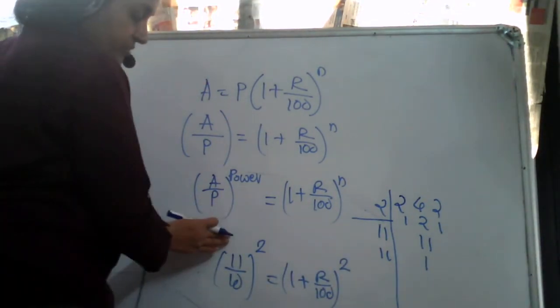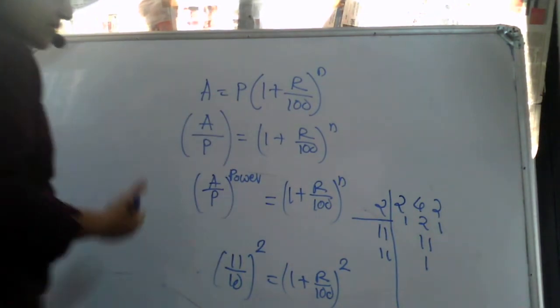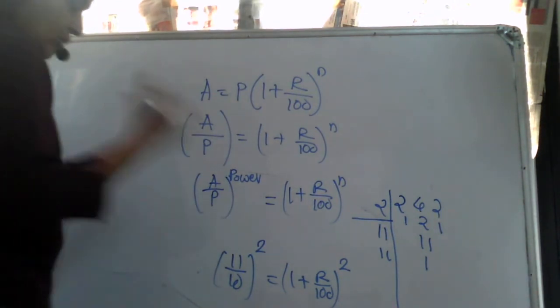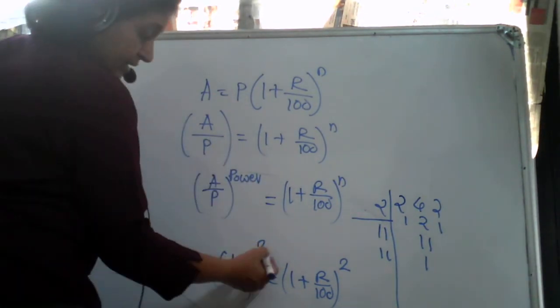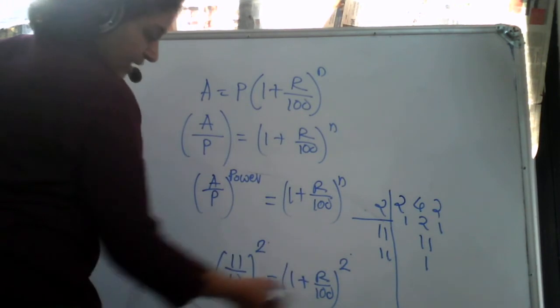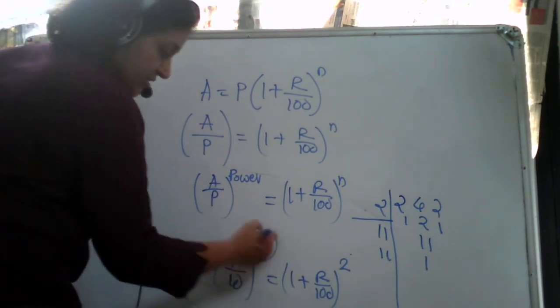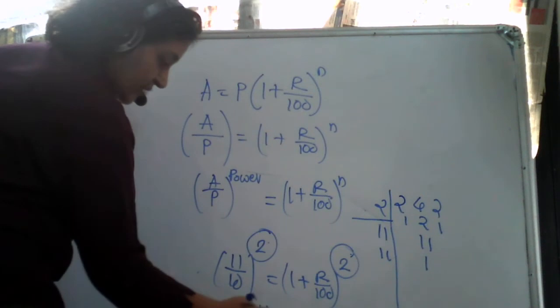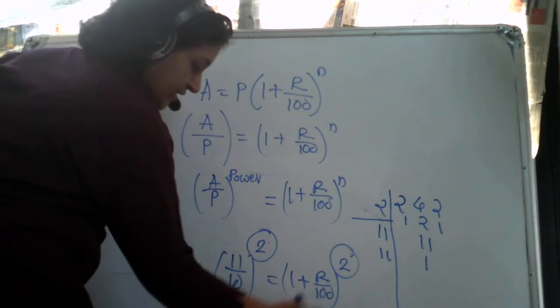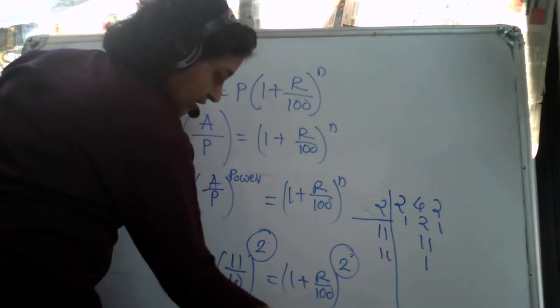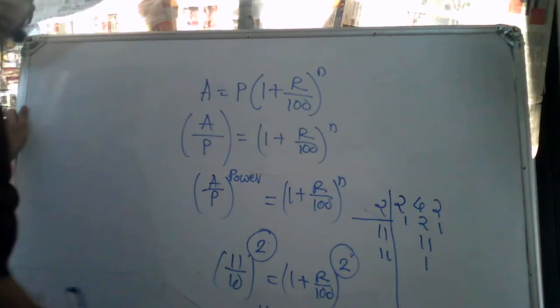Now you have to use your knowledge of exponents. What knowledge? If the powers are equal, you can equate the bases. That means, as both the powers are 2 and 2, hence 11 upon 10 can be equated with 1 plus r upon 100.